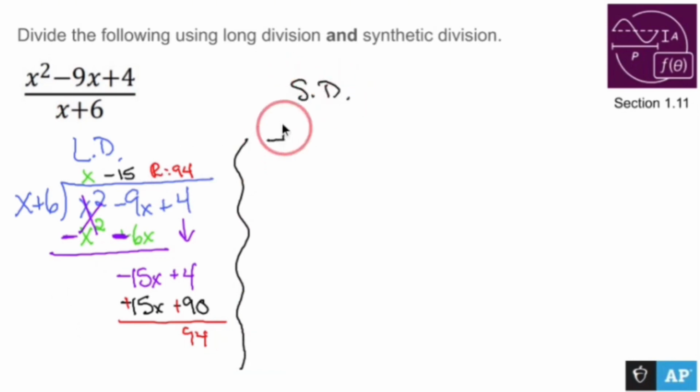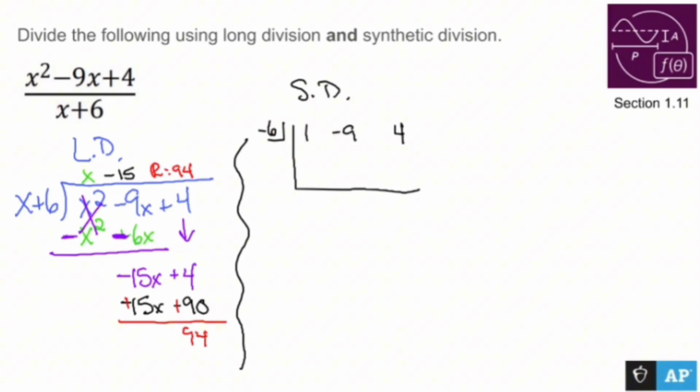You make a little box up here, you make a little box down here. In this box, you put the number that makes your denominator equal to 0. Negative 6 would make that happen, so I'm going to put negative 6 in here. Up here, I'm going to put the coefficients of everything in the numerator: an invisible 1, negative 9, and 4. So that's your synthetic division setup.